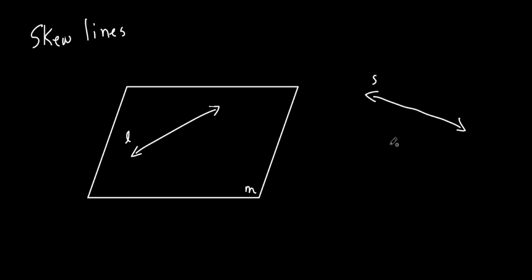Okay? So what do you know about these two lines? Well, this line is in plane M, isn't it? This line S right here is not in plane M. So what's true about skew lines? Skew lines are two lines that are not in the same plane. Make sense? All right. So let me show you an example real quick.